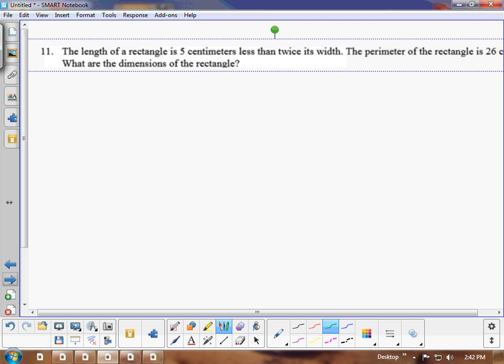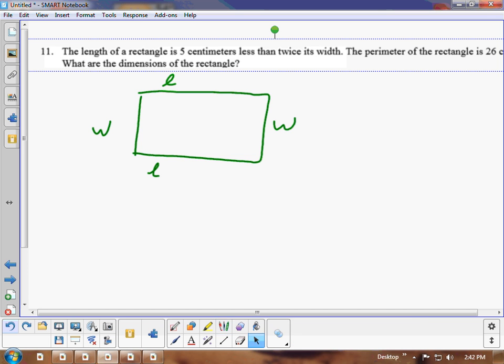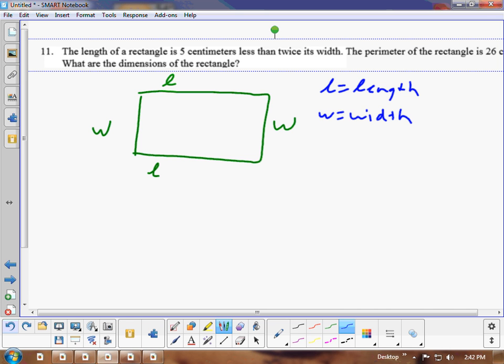Number 11. This was from the quiz last week. You have a rectangle. You have a length and a width. So these are both lengths. These are widths. Okay, but up here, we have to identify that L equals length, and W is width. But it says the length is 5 centimeters less than twice the width. So it's 2W minus 5.